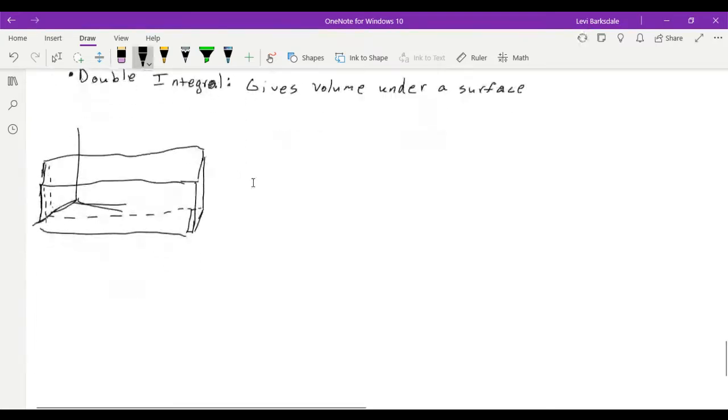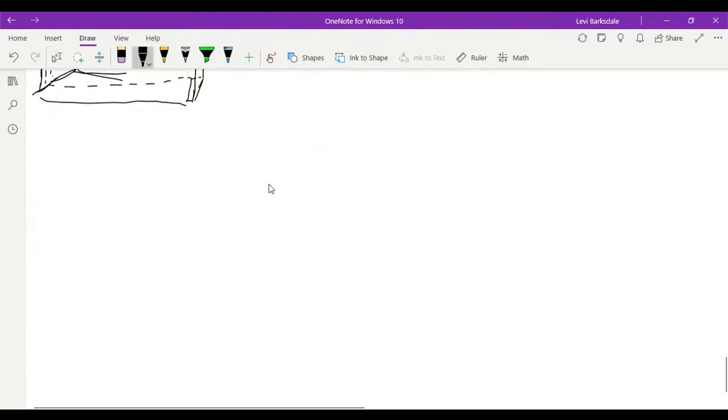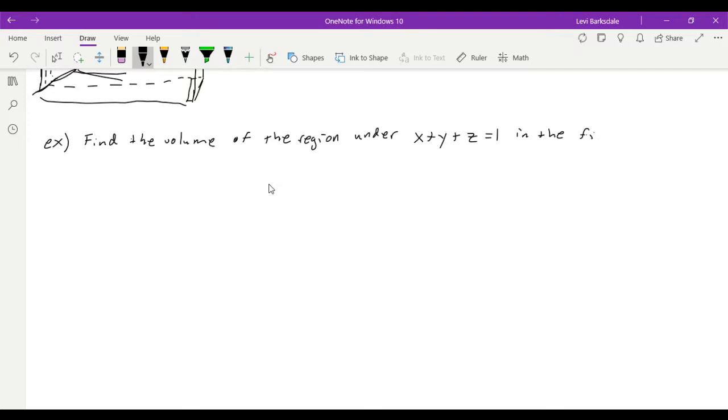So, for example, let's say I wanted to find the volume of the region under this simple plane x plus y plus z equals 1 in the first octant. All right, let's try and draw a picture. First off, I'm going to rewrite my plane in terms of z. So z is equal to 1 minus x minus y.